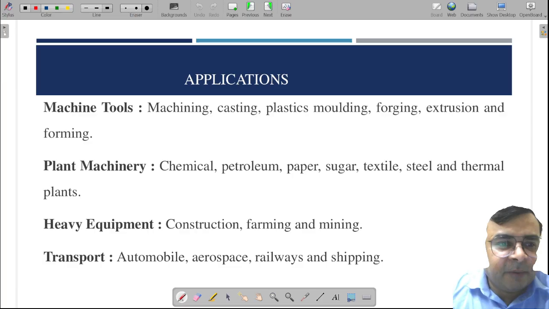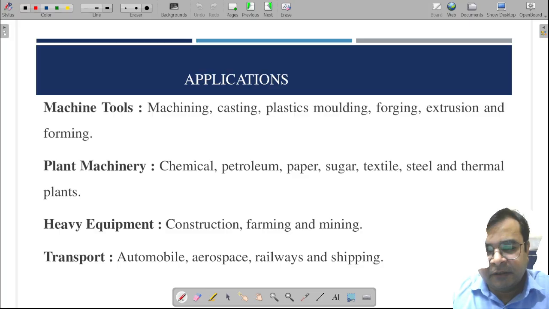Next, these are some applications. Machine tools can be made with the help of the casting process, like tools for machining, casting, plastic molding, forging, extrusion and forming. Then plant machineries for chemical, petroleum, paper, sugar, textile, steel and thermal power plants. In a power plant we have turbine, compressor, pump. Similarly, in the chemical and petroleum industries we have several compressors and pumps. So plant machineries can be made by the casting process.